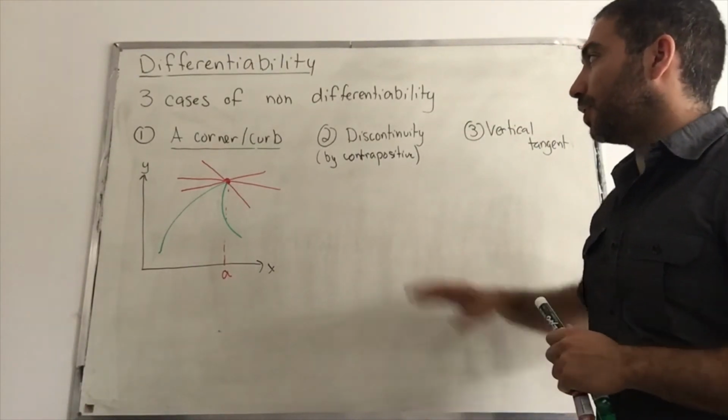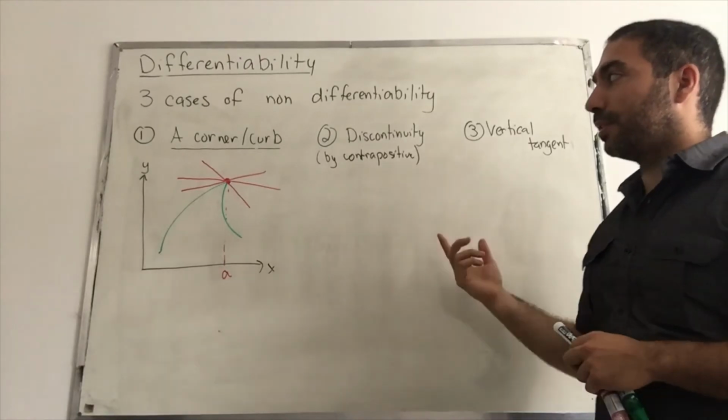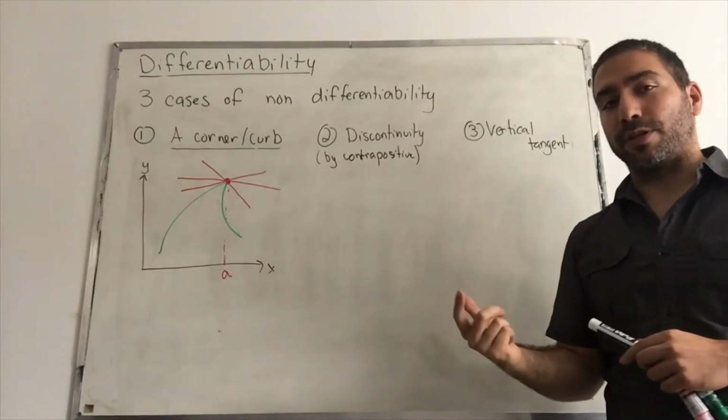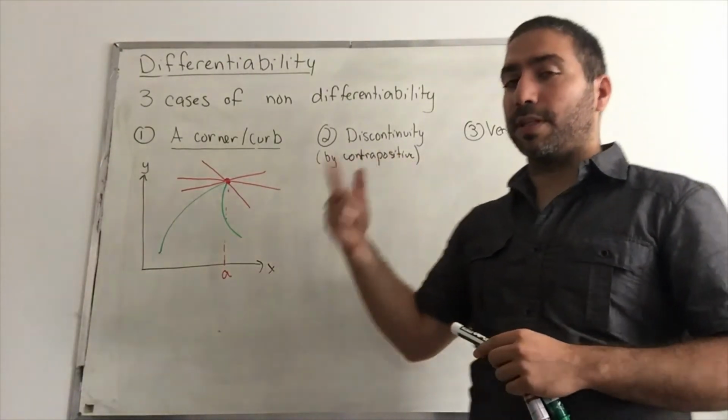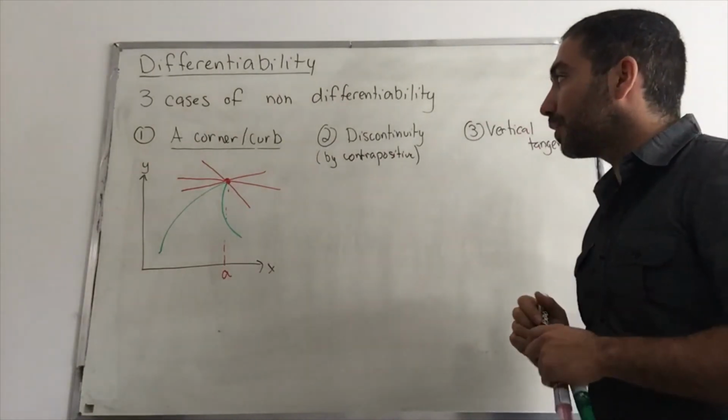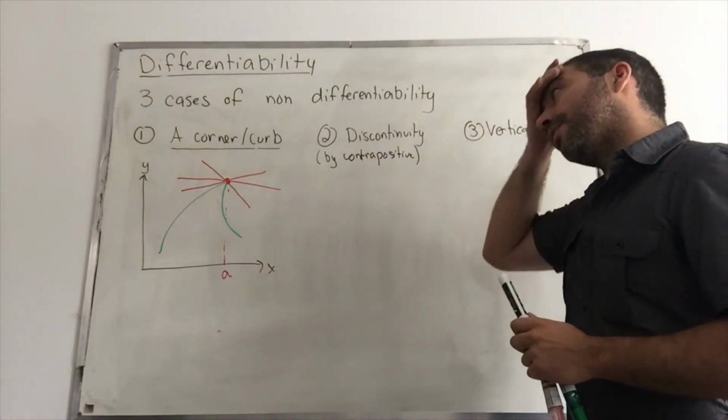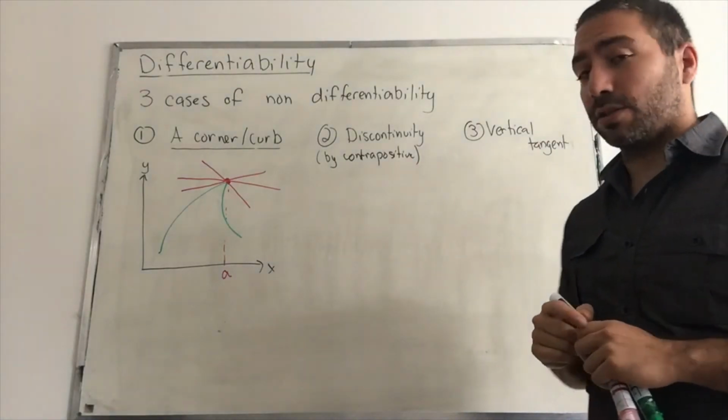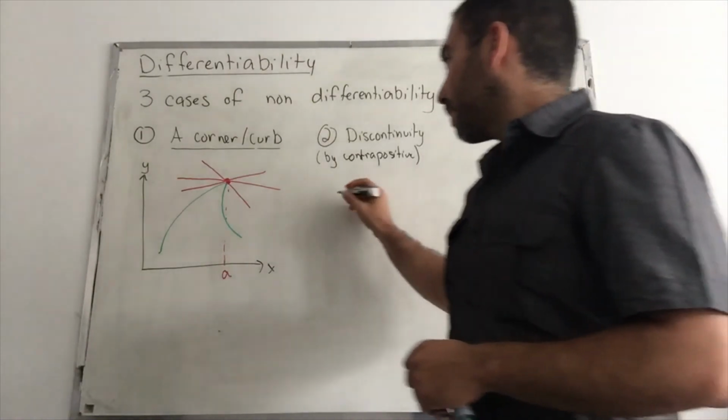Let's look at the second condition, discontinuity. If the function is discontinuous, then it's not differentiable. This came from the contrapositive of the statement that we just proved, of the theorem that we saw earlier. So the contrapositive said if it's not continuous, then it's not differentiable. Let's look at an example.